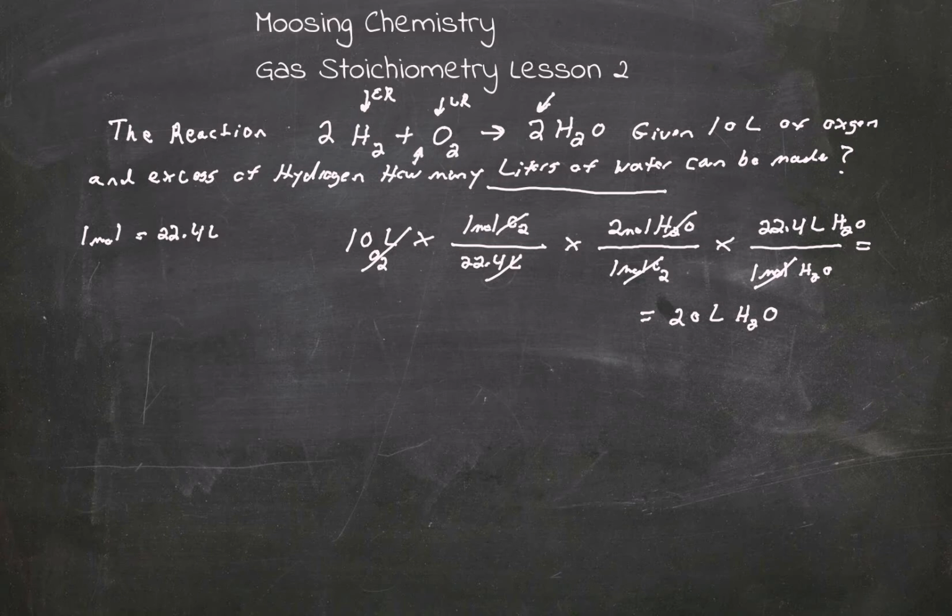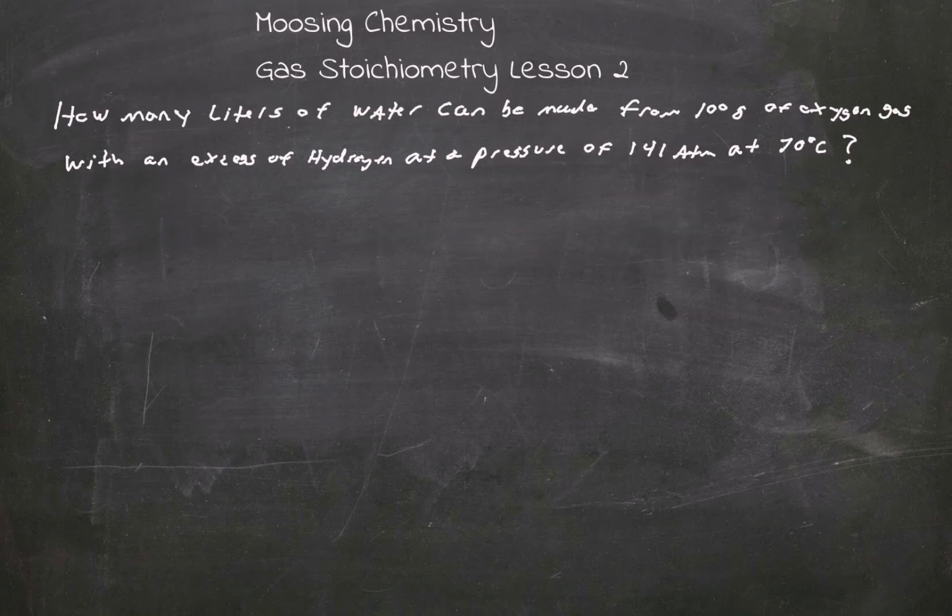Okay, let's look at another problem using gas stoichiometry, but a little bit harder. So let me erase all this and then we'll write a new one. This problem is really quite a bit different. In this case, we're going to have to do a couple of things. First of all, let's read the problem. How many liters of water can be made from 100 grams of oxygen gas with an excess of hydrogen at a pressure of 141 atmospheres?